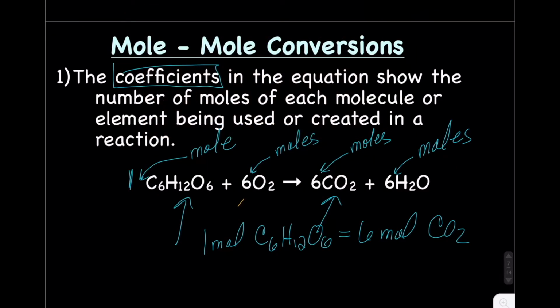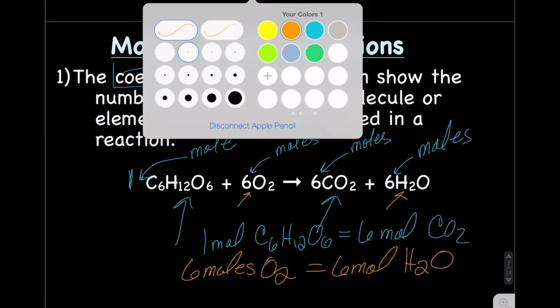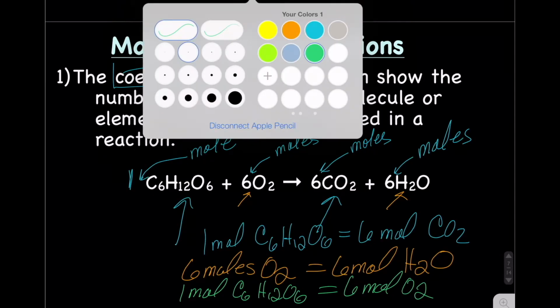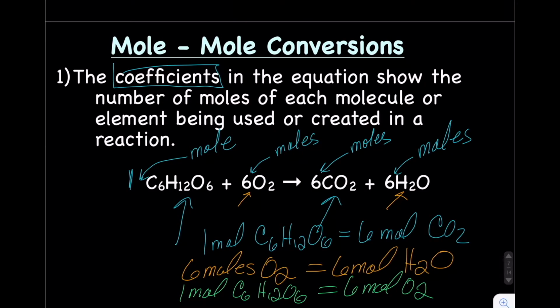You could further say that if you need 6 moles of oxygen to make 6 moles of water. Okay, and this is all mix and match. You could also say that if you need 1 mole of C6H12O6 to react with 6 moles of O2. Or you could say that when you make 6 moles of CO2, you also make 6 moles of H2O.